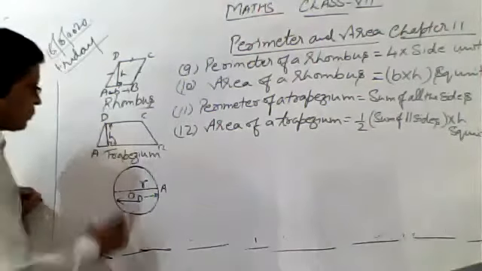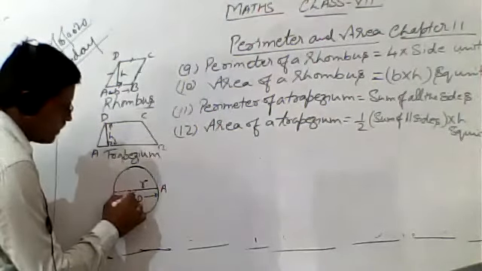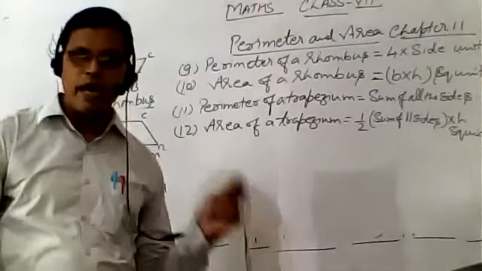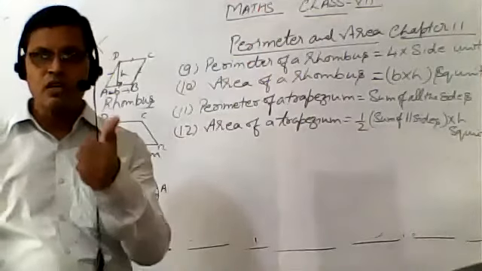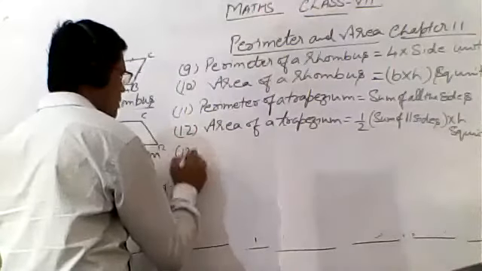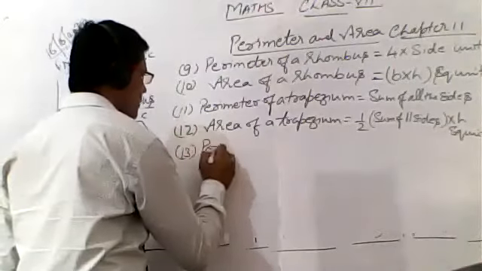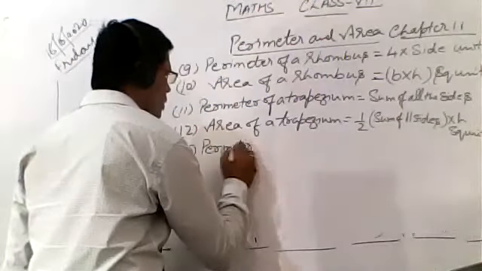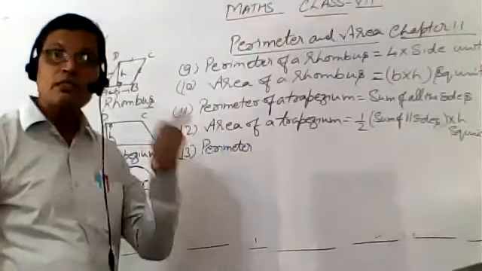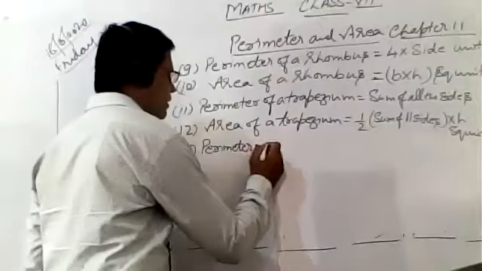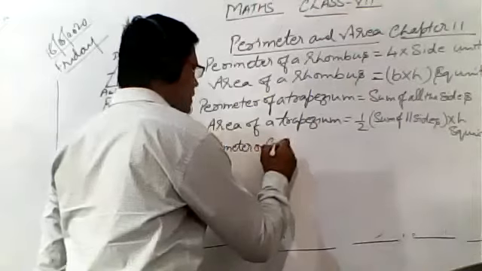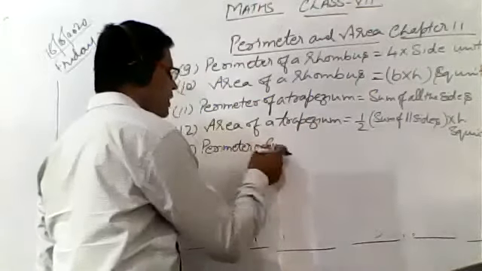Now first we write the perimeter of the circle. My next formula, third, perimeter of a circle. But in a circle we don't write perimeter, we write circumference. हम लोग सर्कल में पेरीमीटर की जगह सरकमफ्रेंस लिखते हैं, या पेरीमीटर लिखे या सरकमफ्रेंस.